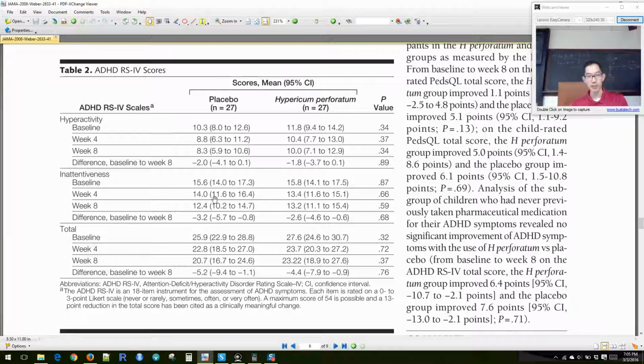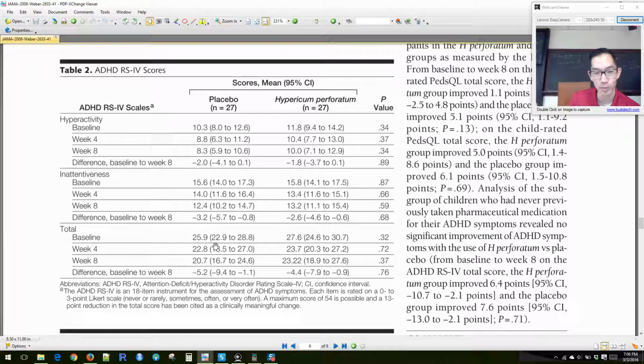All right, so at baseline, they randomly assigned 27 people to placebo, and those 27 people had a baseline hyperactivity measure of 10.3 and a baseline inattentive measure of 15.6, okay, which gives them a total baseline of 25.9. The people that were randomly assigned to the treatment, their total baseline was 27.6, okay? And so we have these p-values along this edge, and then it also gives a confidence interval, all right?